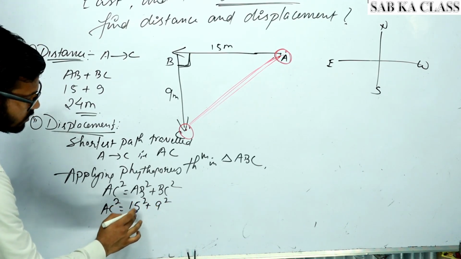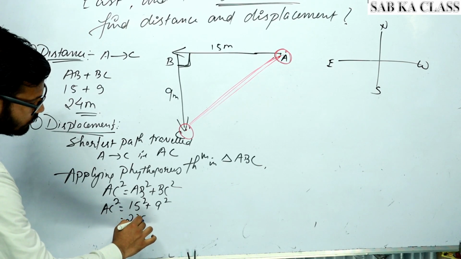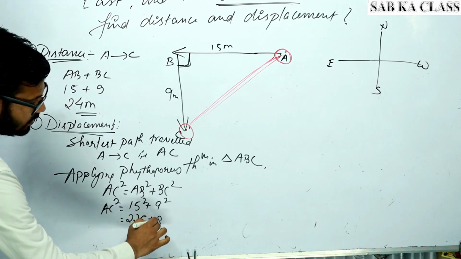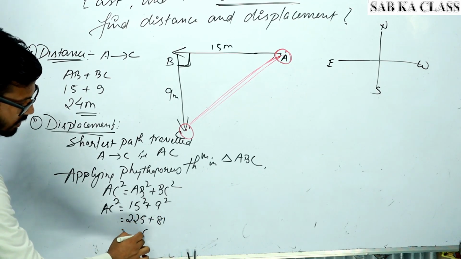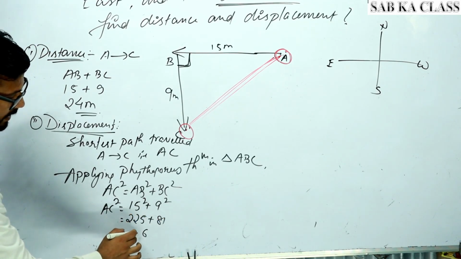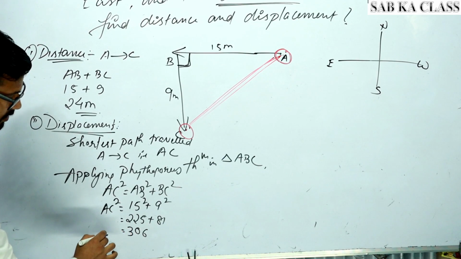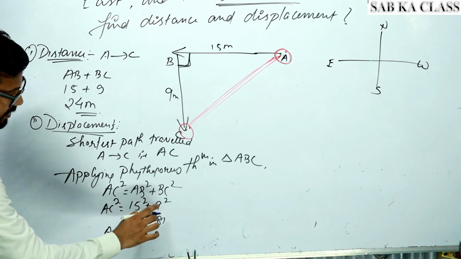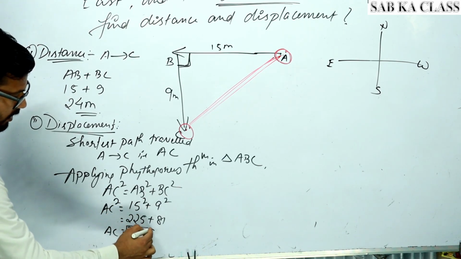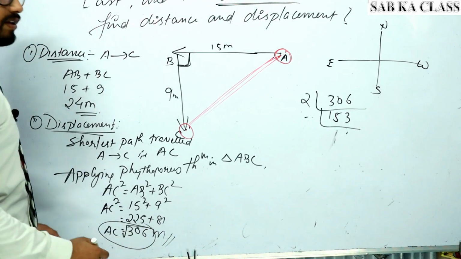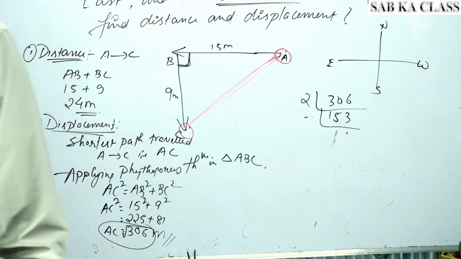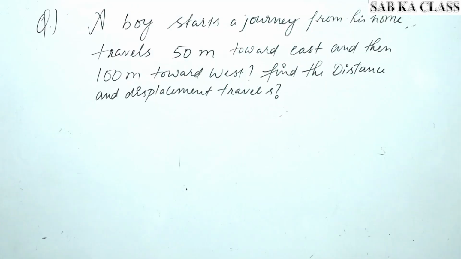So AC square is equal to 15 square, which is 225, plus 9 square, which is 81. If you calculate it, 5 plus 1 is 6, 2 plus 8 is 10, and so we get 306. So when you take the square root, AC is equal to root 306 meters. Clear, very interesting.